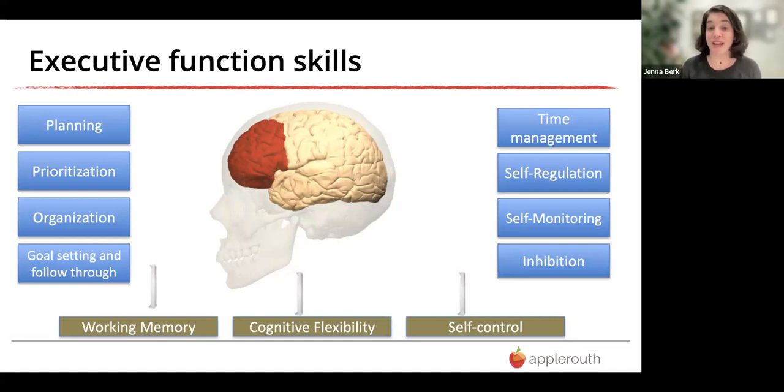Being able to put the phone down and say, okay, I'm going to stop playing that game on my phone because I need to get my homework done. Inhibition is a really, really good skill to have in your back pocket.